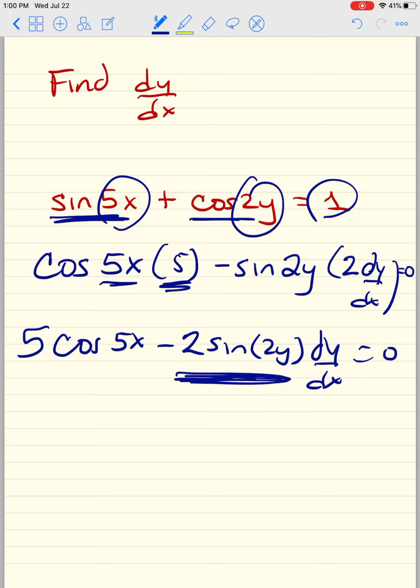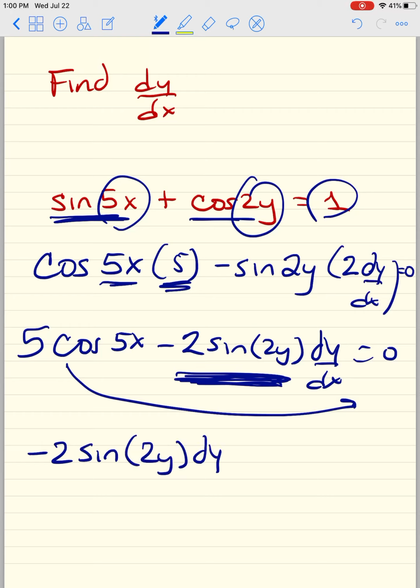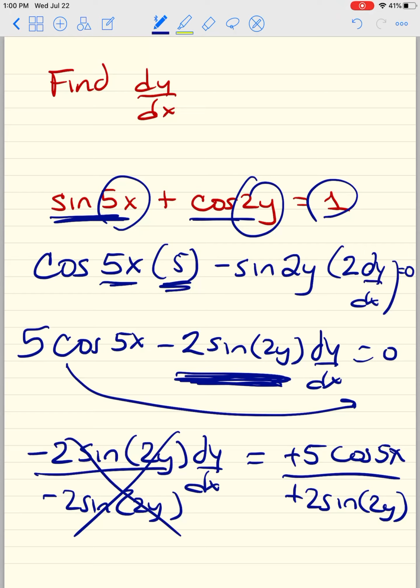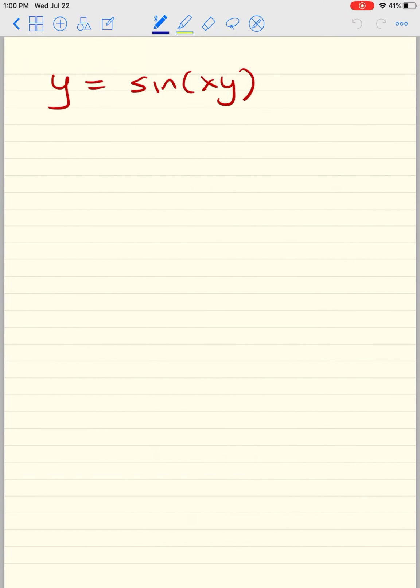I'm going to keep this on this side and bring the other to the other side. I'm going to have negative 2 sine angle dy dx equals negative 5 cosine 5x. I'm going to divide. And then that's your answer. Just negative. And remember again, cosine over sine is never cotangent unless the angles match perfectly. Take your time, watch the videos again and again. I believe I have one more, I think 2 more.